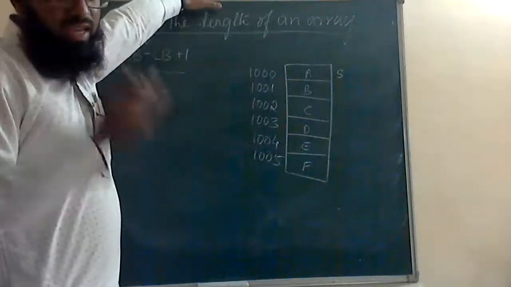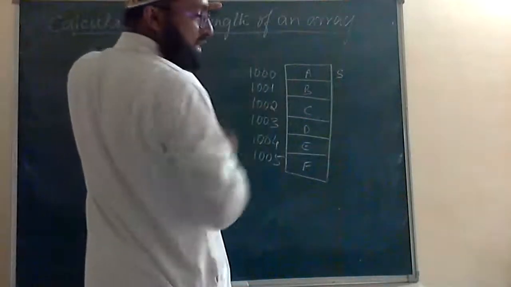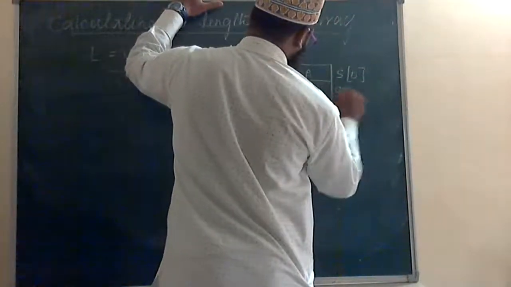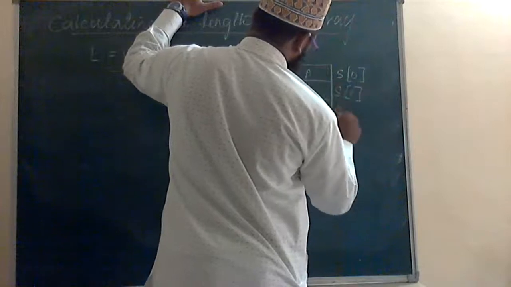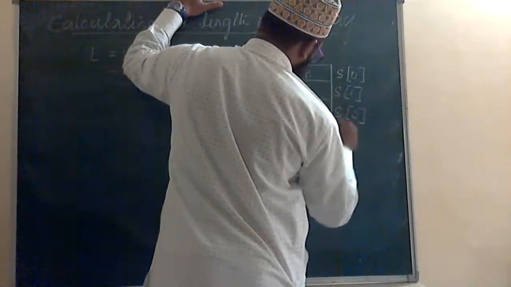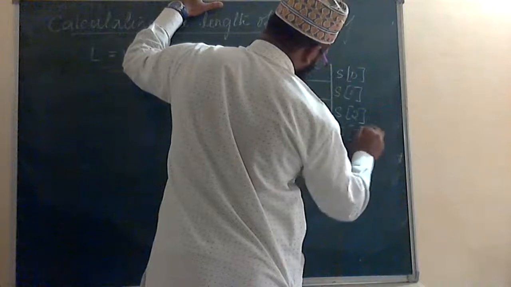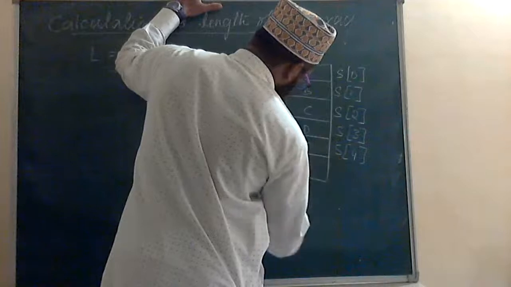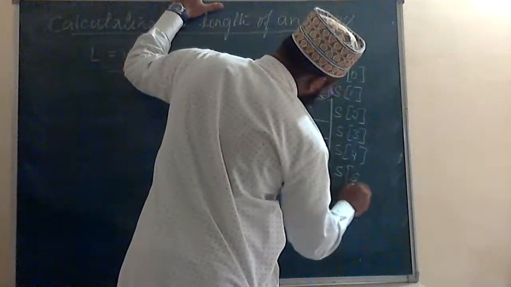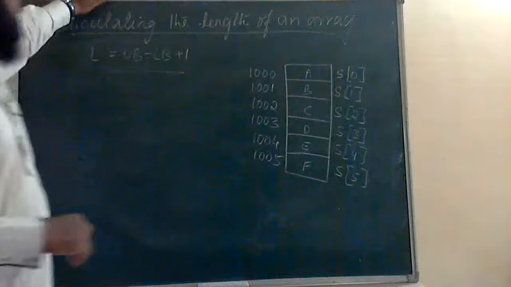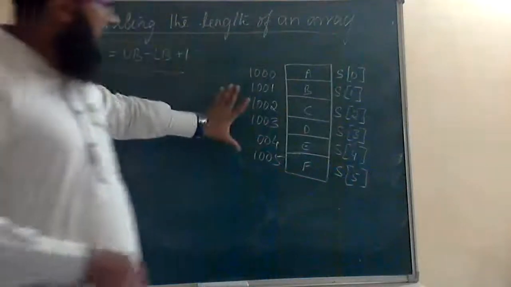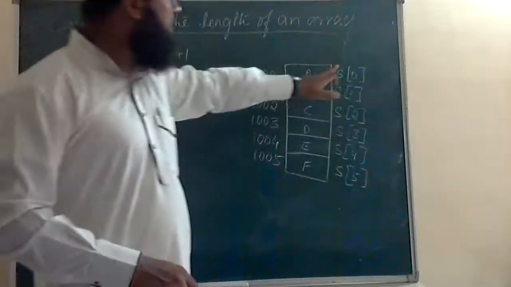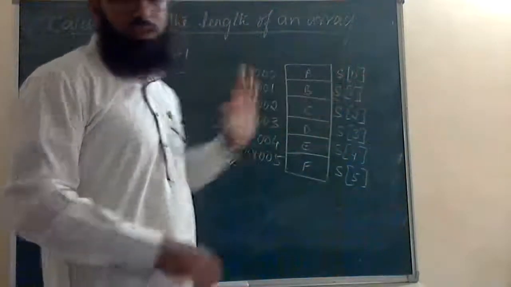We can take any name as array name, but it must be a single character. S of 0, then S of 1, then S of 2, then S of 3, then S of 4, then finally S of 5. Look here, we are storing 6 elements in different addresses by giving different indexes, different subscripts.